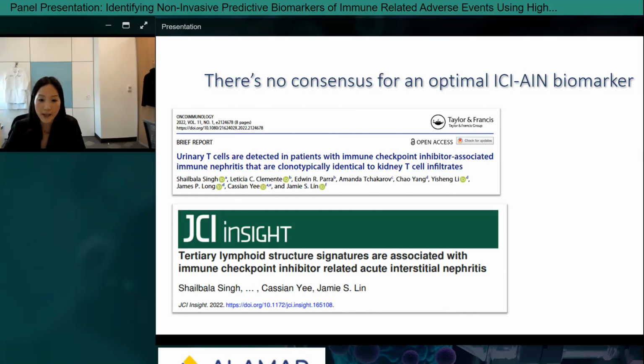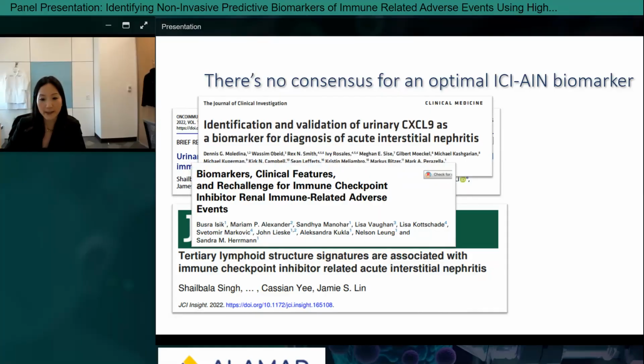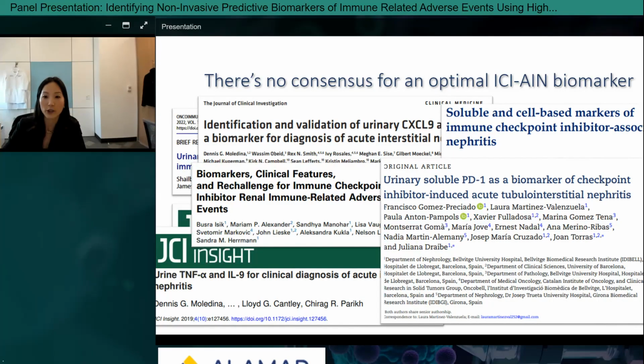Our group has demonstrated that urine provides a unique, non-invasive window into the kidney's immune environment in immune nephritis. And other research groups are pursuing similar approaches, which speaks to the urgency and the importance of this question. However, to date, there's still no consensus on an optimal biomarker.